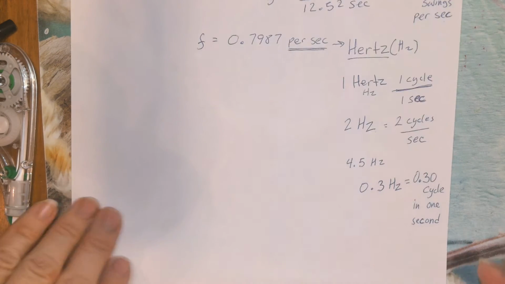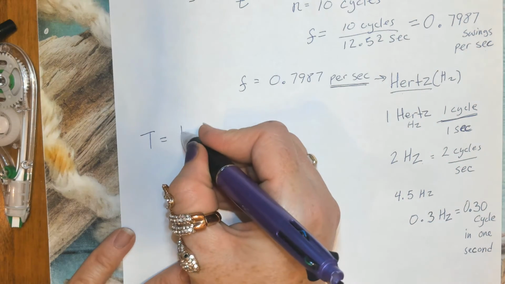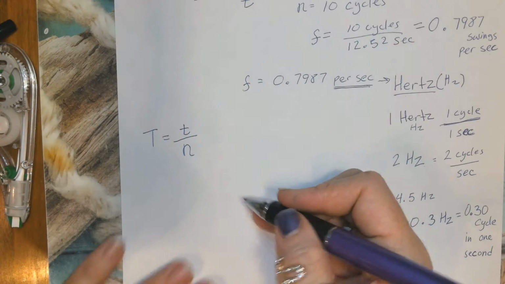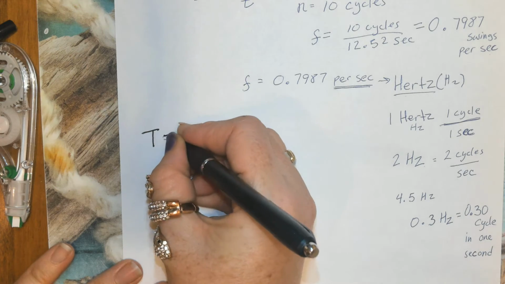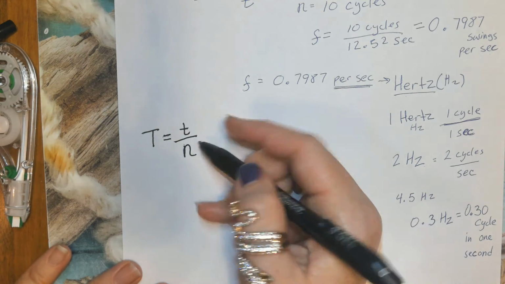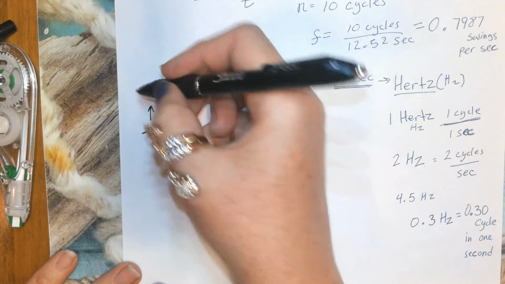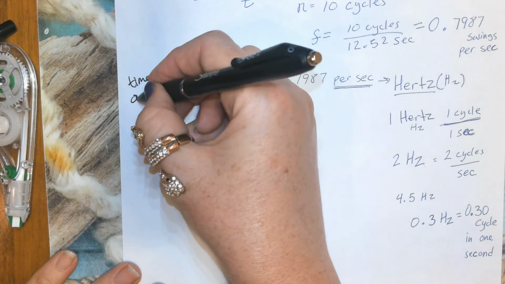Okay, now you are an expert at period, which equals the time it takes divided by the number of swings. Make sure you understand what period means. When you divide the time it takes by the number of swings, you get the time of 1 cycle.